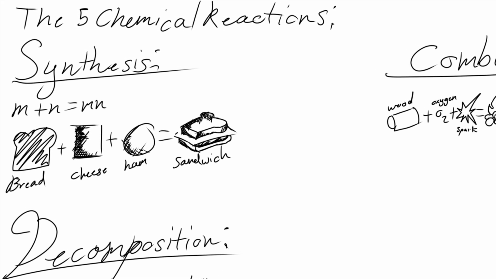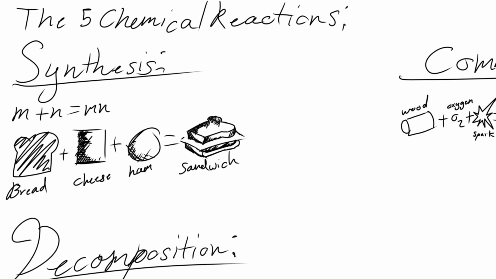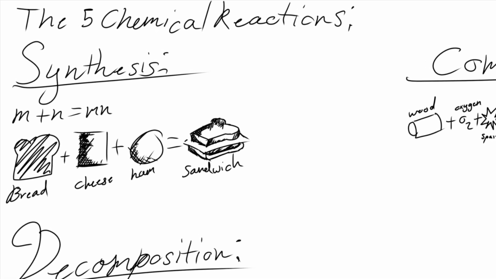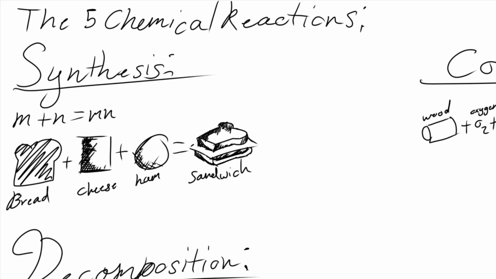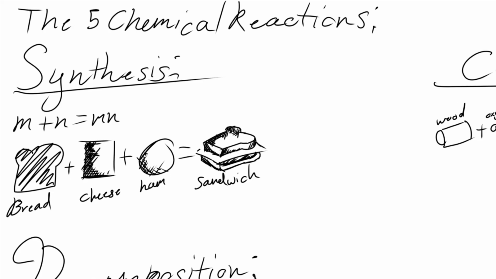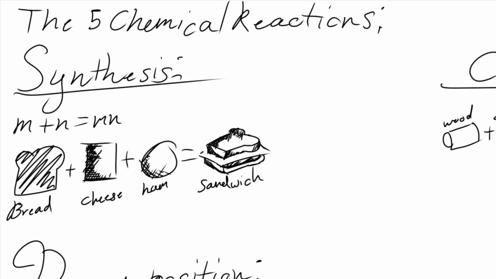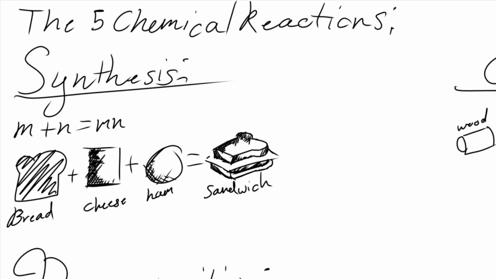A synthesis reaction. The word synthesis means to put together. In this kind of reaction, two or more simple substances come together to form something more complex. You can think of it like building a sandwich. You start with pieces of bread, cheese, and ham, and put them together to make a ham sandwich. In chemistry, a great example is when hydrogen gas, H2, and oxygen gas, O2, come together to form water.